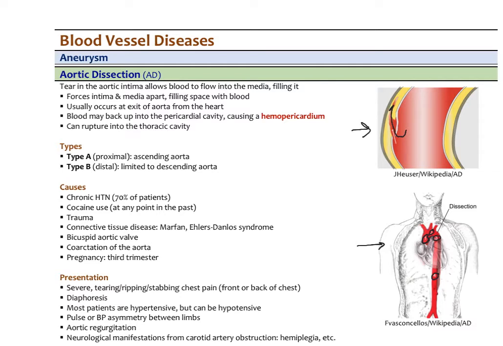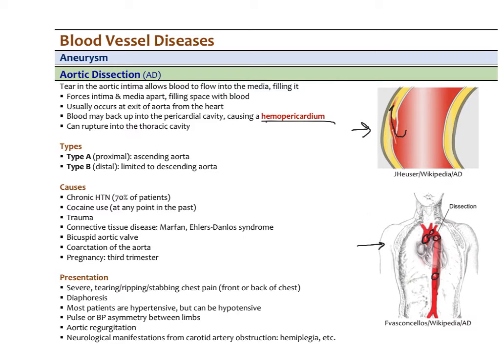The blood can actually back up, so in that space between the intima and the media, it can back up into the pericardial cavity, and that causes what's called a hemopericardium. That basically is where the blood will fill the pericardial space, and that can cause cardiac tamponade, or everything we discussed around the pericardium. It can also rupture into the thoracic cavity.